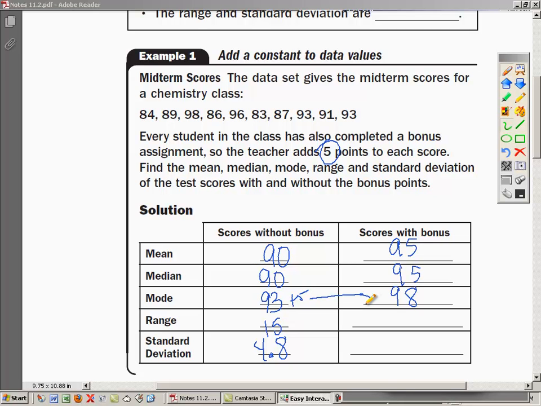According to the rule also, the standard deviation and the range do not change, and so this should still be 15, and it still should be 4.8. Okay? So we can use the rules if we want to. There's another way that we can use our graphing calculator to get this same piece of data.